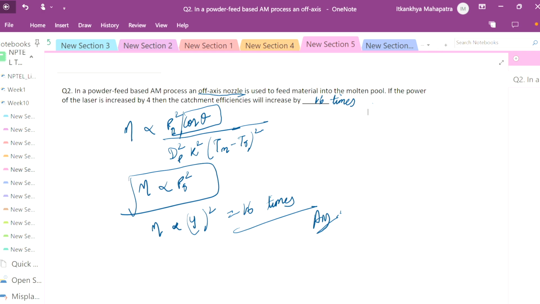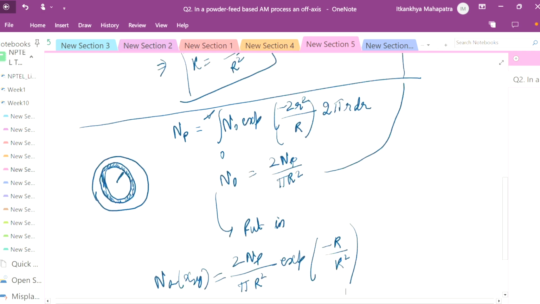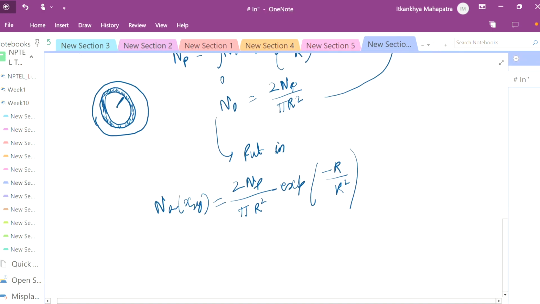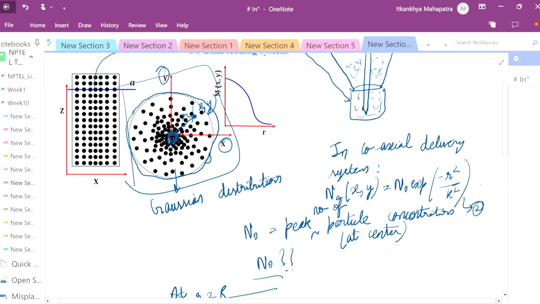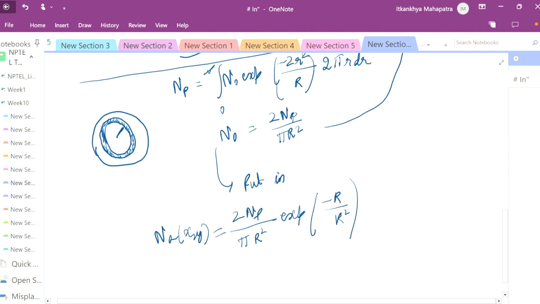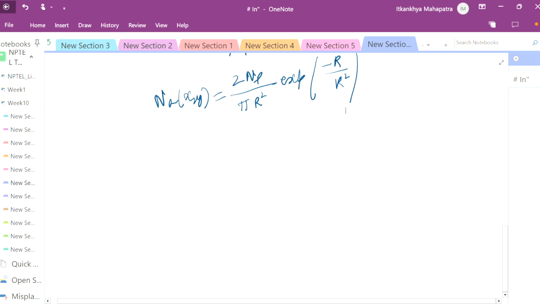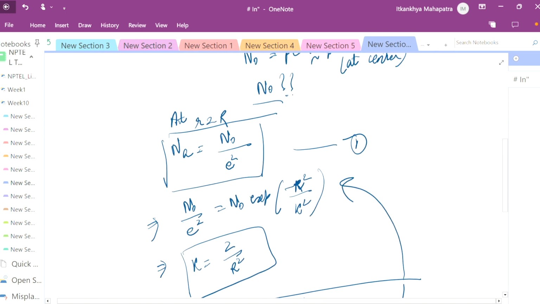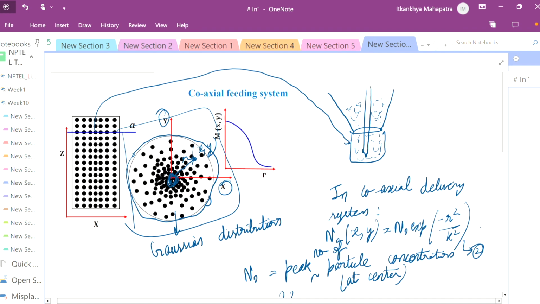Okay, where were we? We were discussing R. So this we did discuss, we found out n naught and we found out the number of particles. Okay, now we will discuss the next question.